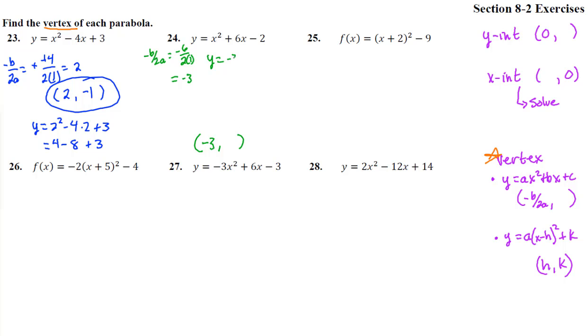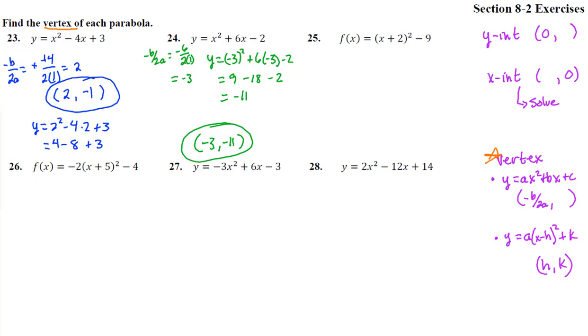Y equals negative 3 squared. Make sure the parentheses are there. Plus 6 times a negative 3 minus 2. So we get 9 minus 18 minus 2. That's negative 9 minus 2, which is a negative 11. And that's the vertex for number 24.